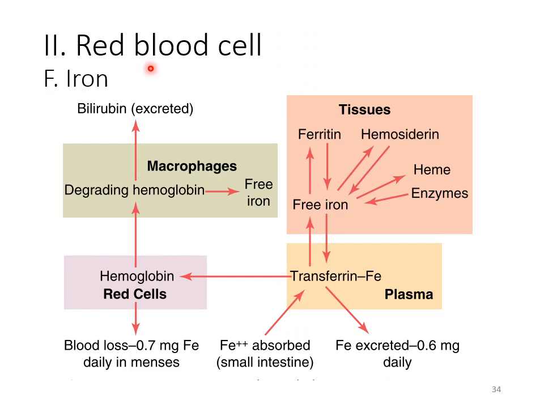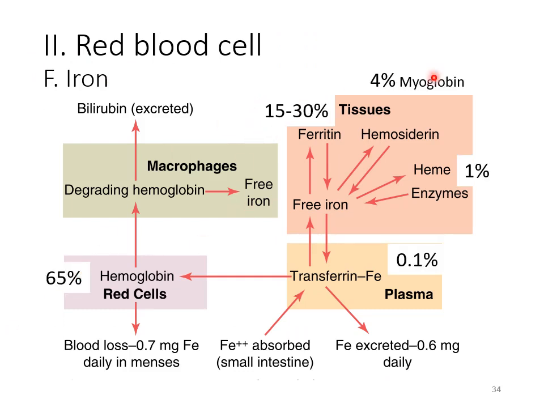Knowing that iron is very important for the blood, now let's look at how the body processes iron, the fate of iron in the body. Looking at these percentages, we see that 65% of the iron in the body is found in your hemoglobin. Of course, if you have blood loss, you will be losing iron from that compartment. In those who have menses, they will be losing 0.7 milligrams of iron daily.